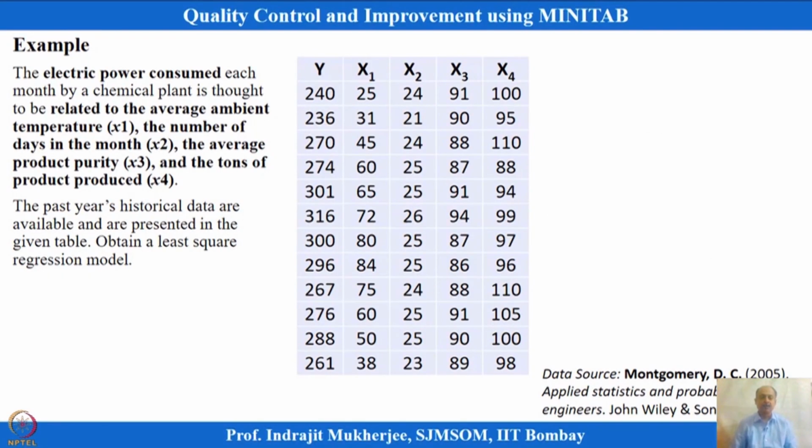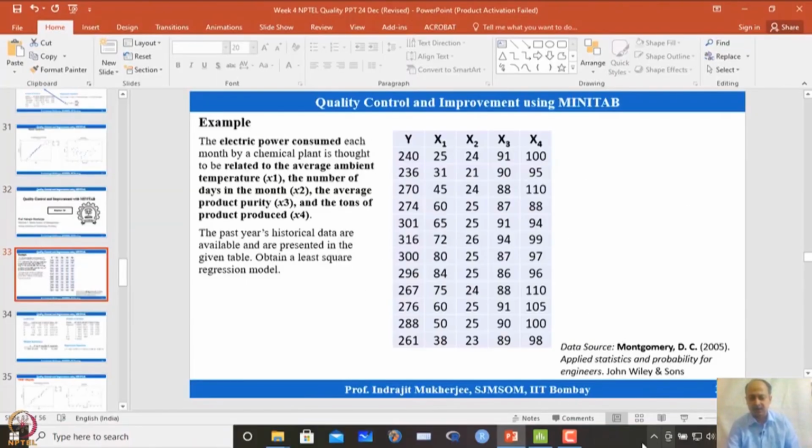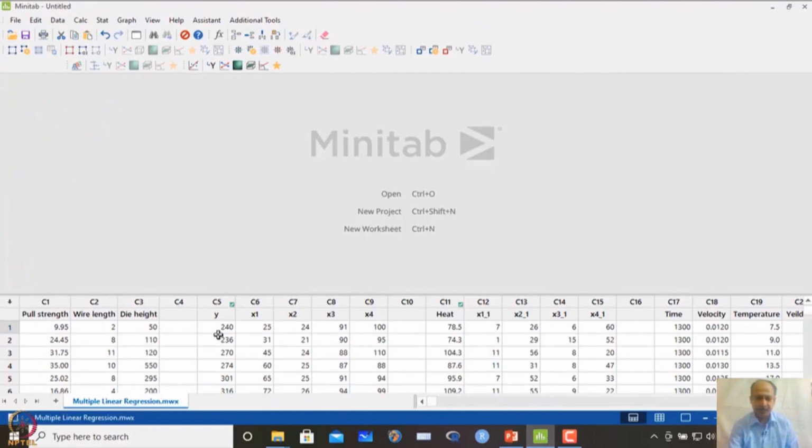This was one of the problems that we were dealing with, that electrical power consumption is monitored here, and this may be related to variables x1, x2, x3 and x4. The details are given on the left side of your screen in this PowerPoint. We want to see which is the best model that explains y with respect to the given set of x. So we have gone to MINITAB.